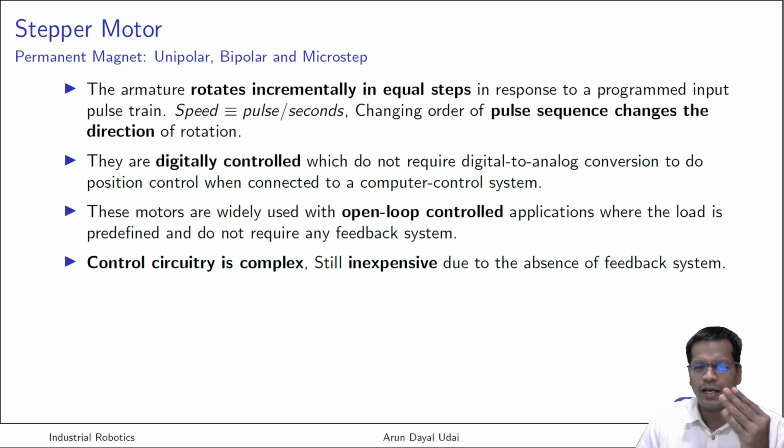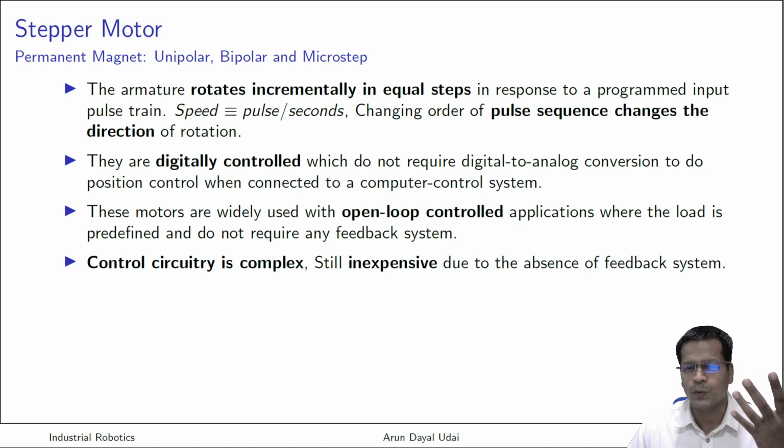Okay, although it doesn't have any feedback system, you may have a feedback system also to be doubly sure that yes, it has reached. If at all you expect any unplanned load that can come from outside. Okay, so if that is the case, you can have a feedback, but that normally is not required in case of this type of motor. It's still inexpensive due to absence of feedback system.